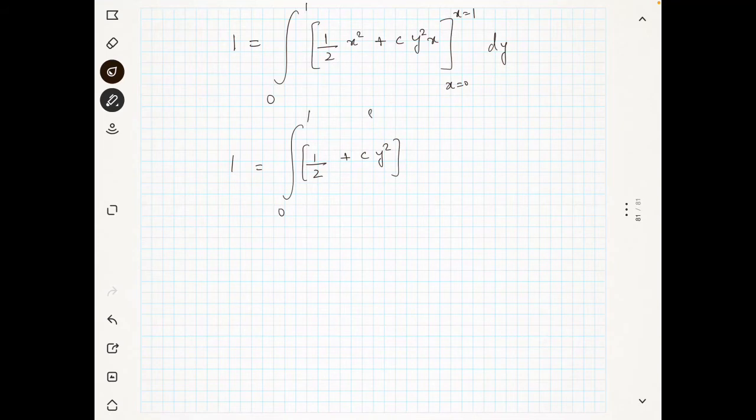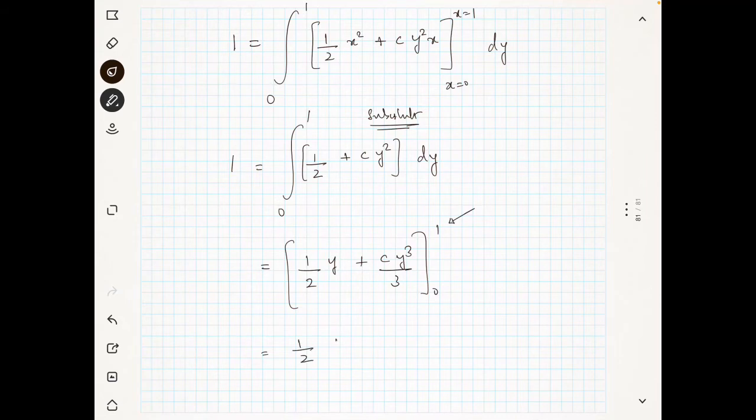So you just substitute, you will obtain this, and you have to integrate with respect to y. Now if you integrate with respect to y, this half becomes half y plus c into y cubed by 3. Next you have to put the limit for y from 0 to 1. If you put 0, it will become 0, but if you put 1, you know that it will become half plus c by 3.